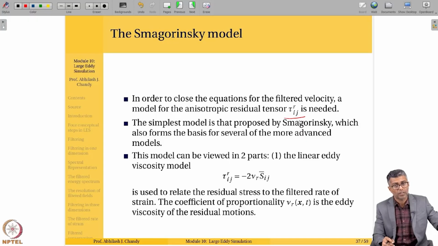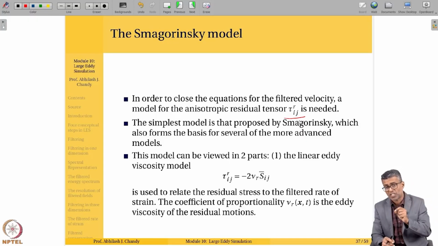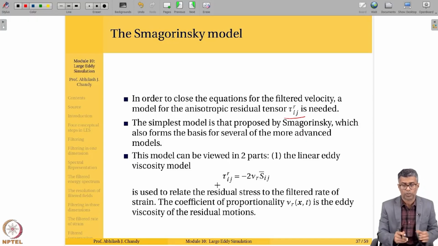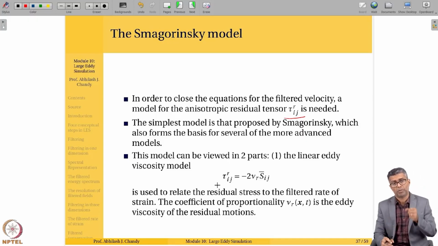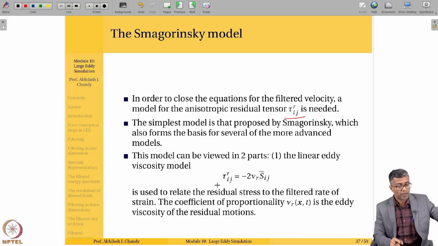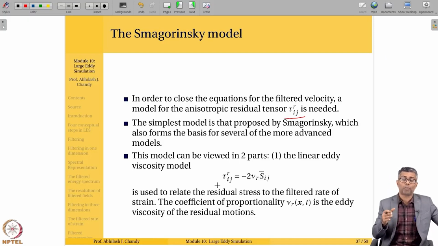Earlier, when we did the Reynolds equations, we looked at an intrinsic and a specific assumption. In the same way, we are looking at the assumption here in two different parts. The first part is the linear eddy viscosity model. This is our intrinsic assumption, meaning the anisotropic part of the residual stress tensor is proportional to the filtered strain rate. Remember, in Reynolds equations, we said it was proportional to the mean strain rate because that is what was available.